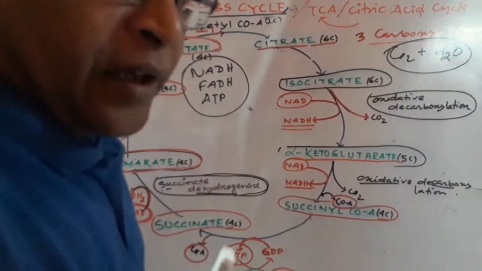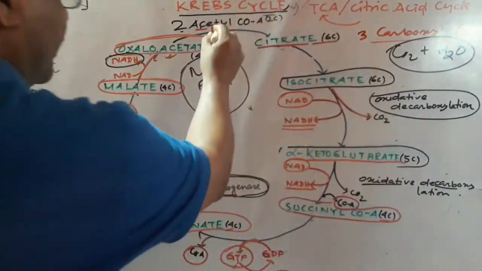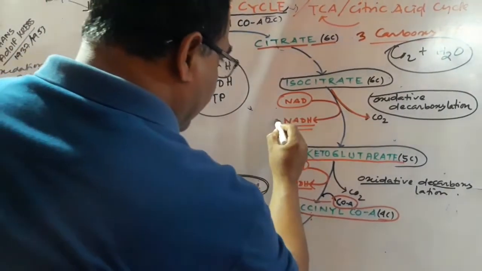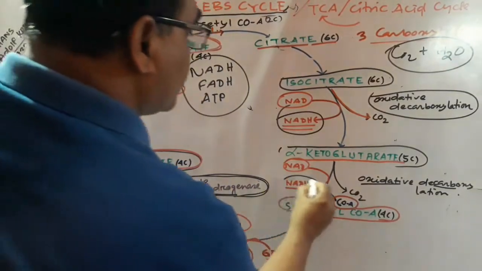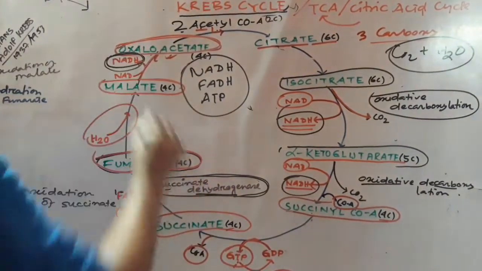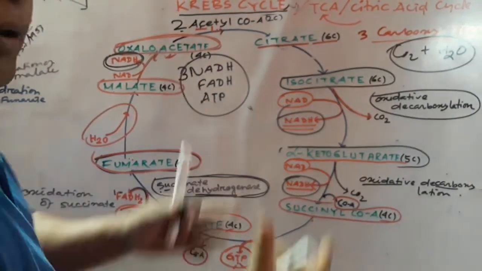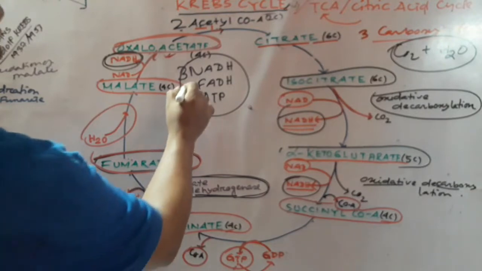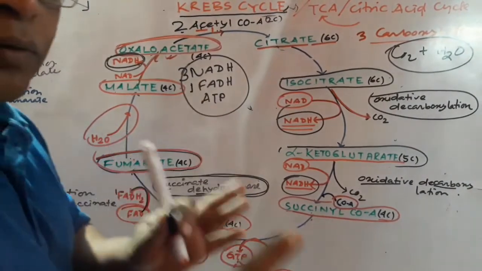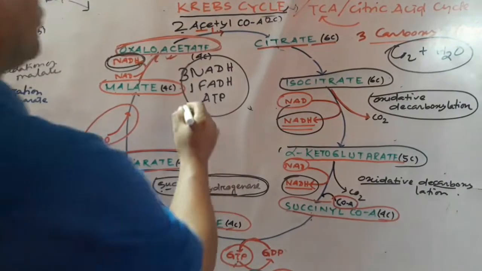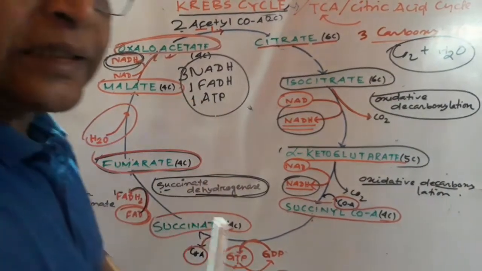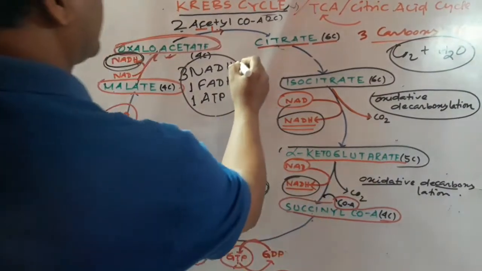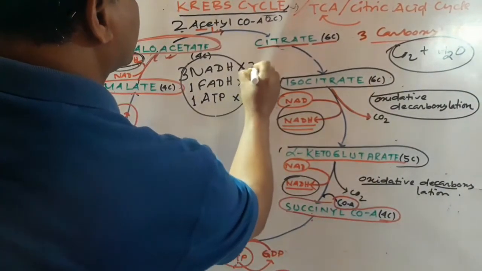How many NADH are formed? For the entry of one acetyl-CoA, there are 3 NADH: 1, 2, 3. 3 NADH for one acetyl group. How many FADH? 1 FADH for one acetyl group. How many ATP or GTP? 1 ATP for one acetyl group. Because acetyl groups are 2, it will be doubled.